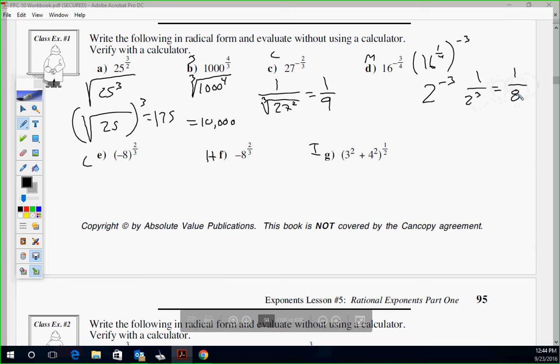1 over 8. Okay? Don't be confused that there's multiple ways to do it, but find a way you like to view it and do it that way. Okay? Cool. Down here to Lauren.